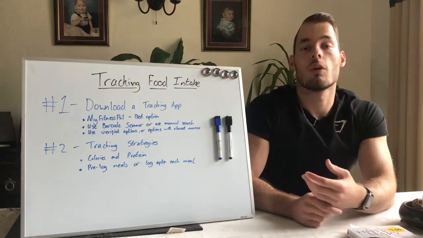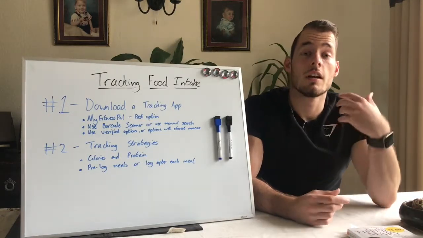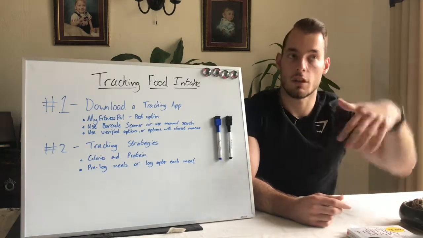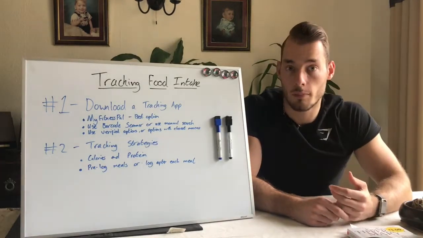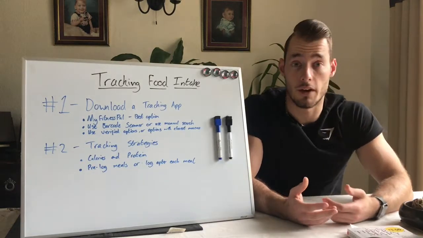On the search option, you'll then just type in the food that you want to use, whatever it may be. Click search, press enter, and you'll have a load of different entries come up for the type of food that you want to put into your food diary.